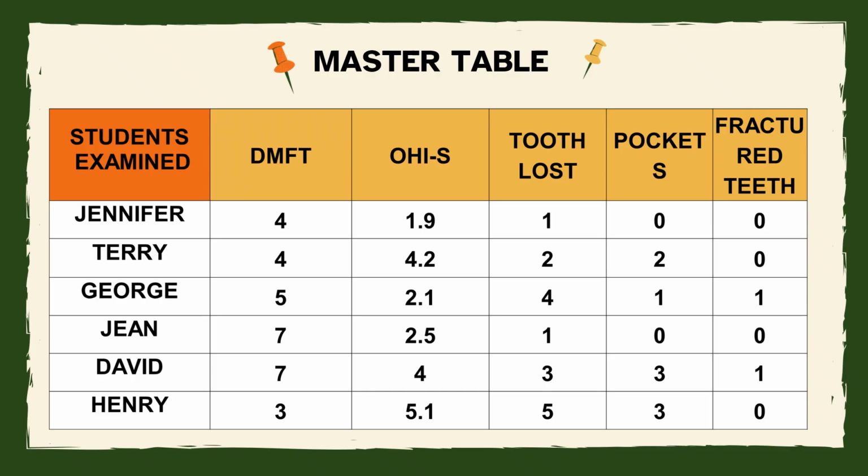Master table. In a master table, I'm not only going to see one variable, only DMFT, but rather n number of variables such as DMFT, OHI-S, tooth loss, pockets, fractured teeth for that set of individuals. Then I represent it in the form of a master chart. That is the difference between a master table and a simple table. A simple table represents one variable. When more than 2 or 3 variables are represented, you go for a master table.